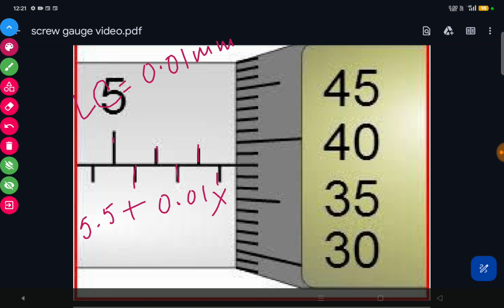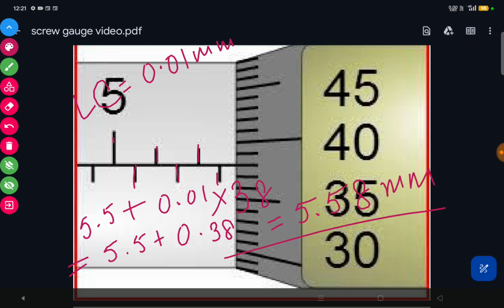into the pth division of the circular scale that coincides with the baseline. Which one is coinciding with the baseline? This is 35, 36, 37, 38. So 38 is the one that is coinciding with the baseline. So into 38, it comes out to be 5.5 plus 0.38, which is equal to 5.58 millimeter. In this way you can take the observation if there is no zero error.